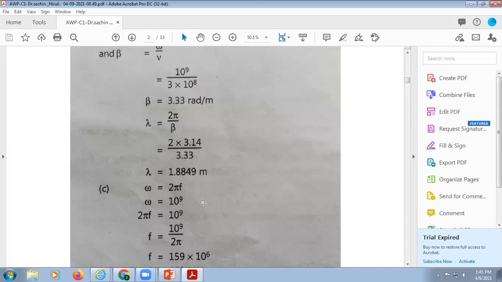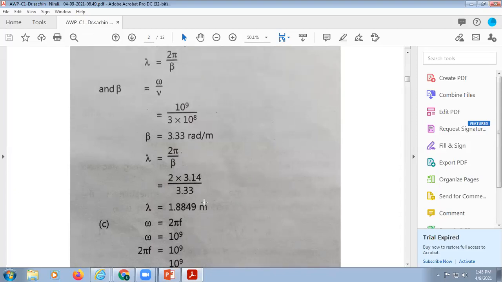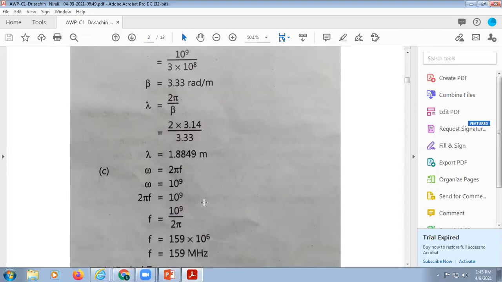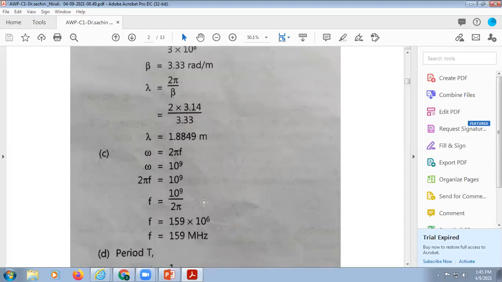So first we got the omega, second we got the beta, third we got the wavelength lambda, and now we are getting the frequency with the help of the angular frequency, 10 to the power 9 divided by 2 pi. In this way, you will get the frequency as 159 megahertz.